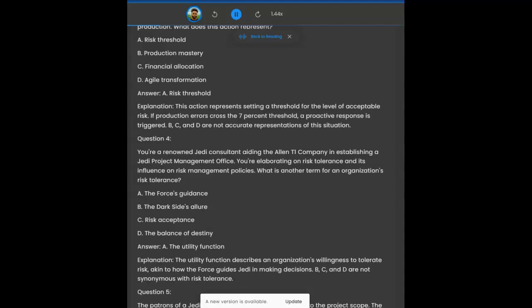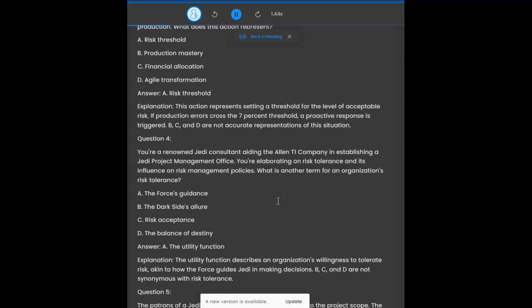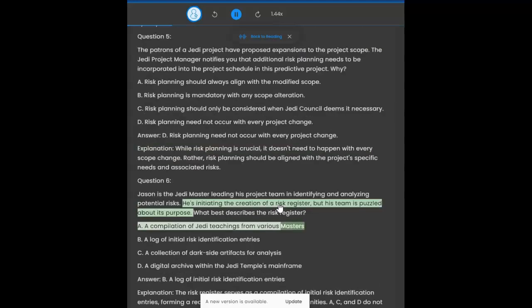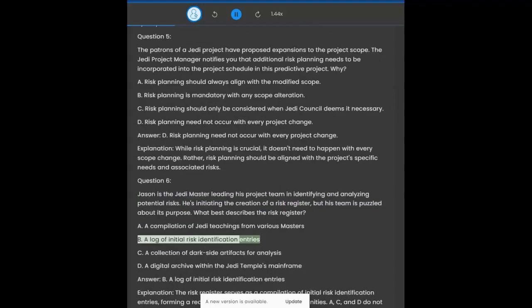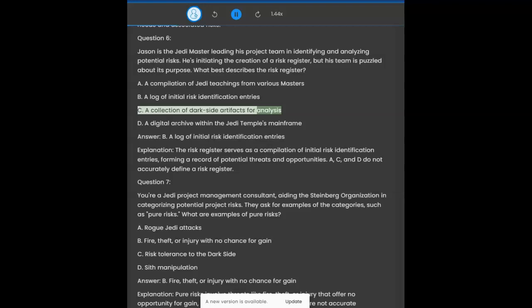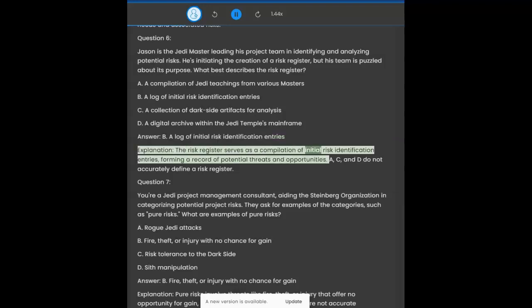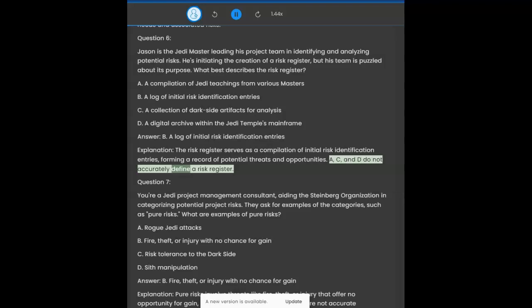Question 6. Jason is the Jedi Master leading his project team in identifying and analyzing potential risks. He's initiating the creation of a risk register, but his team is puzzled about its purpose. What best describes the risk register? A. A compilation of Jedi teachings from various masters. B. A log of initial risk identification entries. C. A collection of dark side artifacts for analysis. D. A digital archive within the Jedi Temple's mainframe. Answer: B. A log of initial risk identification entries. Explanation: the risk register serves as a compilation of initial risk identification entries, forming a record of potential threats and opportunities. A, C, and D do not accurately define a risk register.